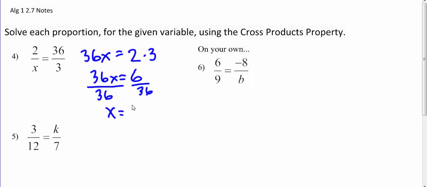And 6 divided by 36, I've been seeing some crazy stuff lately where you guys are telling me 6 divided by 36 is actually 6, but no, it's not. It's less than 1. It's 1/6. There's your answer.